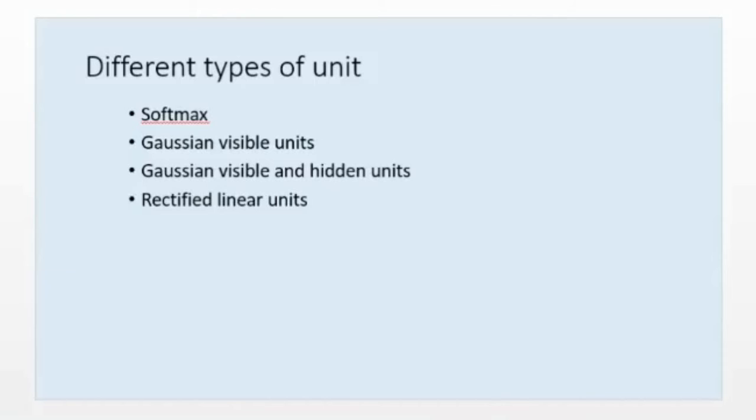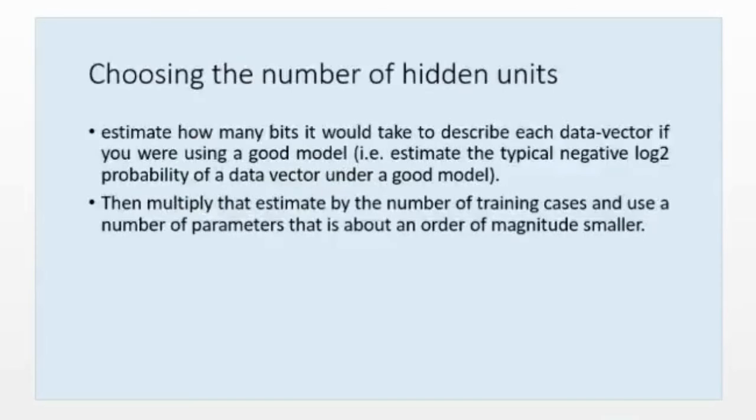Then the point is what different types of functions we can use. As I already told you, there are the sigmoid function or softmax function, Gaussian visible units, Gaussian visible and hidden units, and the rectified linear ReLU function can also be used as an activation function.